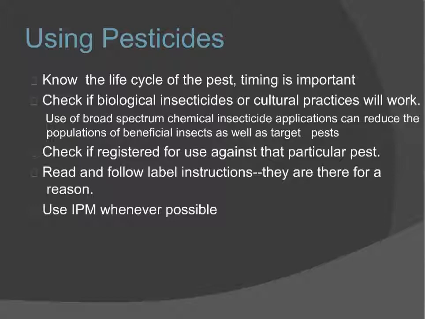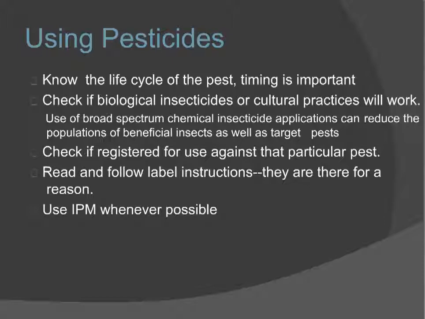So if you're using pesticides, you've got to know the life cycle of the pest because it's super important for the timing. Check if you can use a biological insecticide or cultural practices instead of using a broad spectrum chemical which can kill beneficial insects as well as non-target insects.